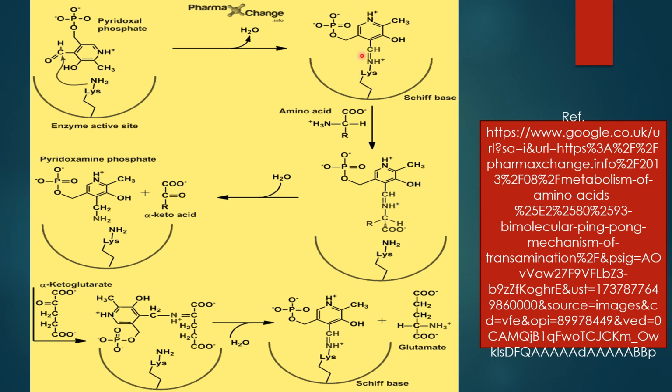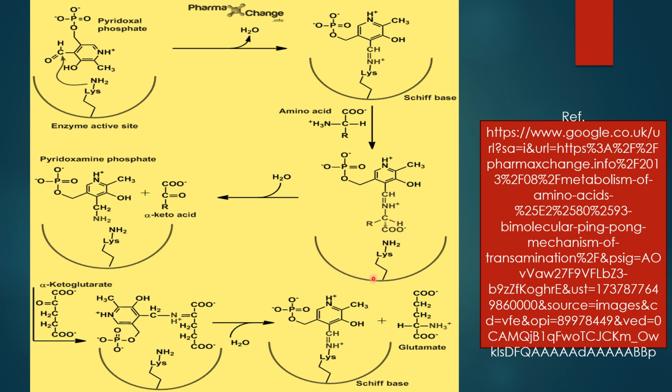A Schiff base is one in which a doubly bonded carbon-nitrogen bond is there. So this kind of adduct is known as a Schiff base. In the next step, the amino acid's amino group attacks this Schiff base carbon and attaches itself to the Schiff base, replacing the lysine amino group.